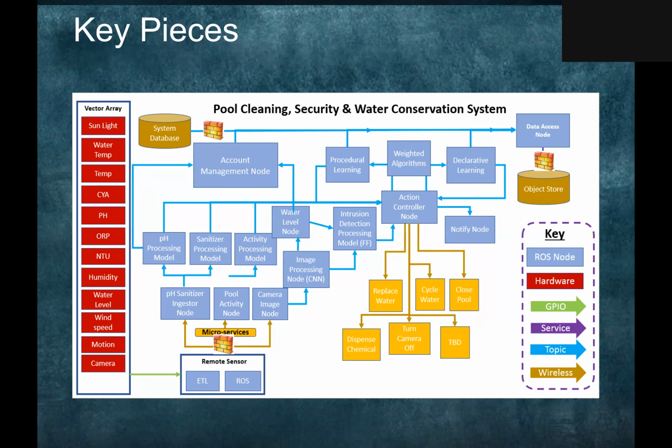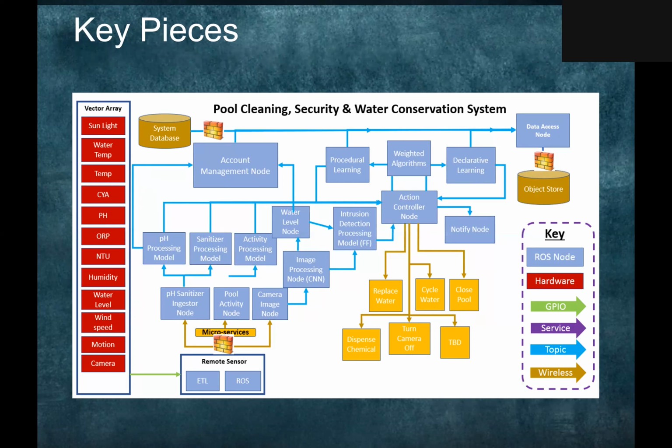So for example, for the sanitizer and pH part of the solution, we have a number of classifiers that have been trained and are able to help us classify the nature of the pool, the level of pH, the level of sanitation based on the incoming vectors. The same thing with the water management system. We have an activity processing model that's been trained up, and as the data comes in and is processed, they're able to talk by posting their topics, and those topics are read by the action controller.